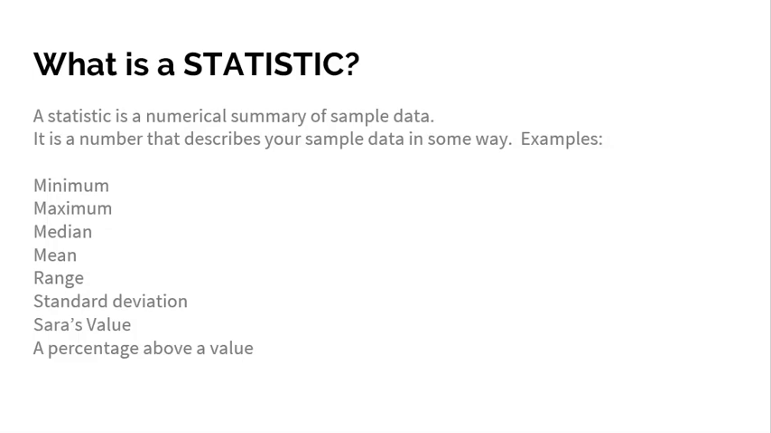So you'd say, oh, Sarah got a 56. That's Sarah's score. That's a statistic. Also, a percentage above a value or a percentage below a value. So if you say something like, wow, I looked at all that data and 35% of data was above a 90. Well, that's a statistic, right? It's a number, 35%, and it describes your data. So all of these are statistics. So, keep in mind, if it's a number and it came somehow from your sample, it's probably a statistic.